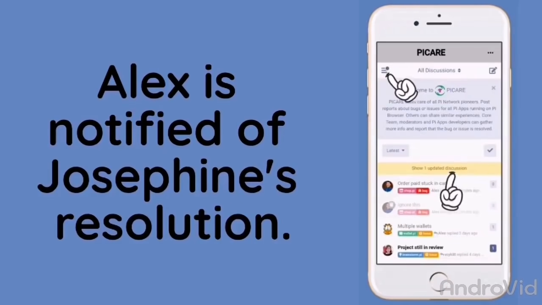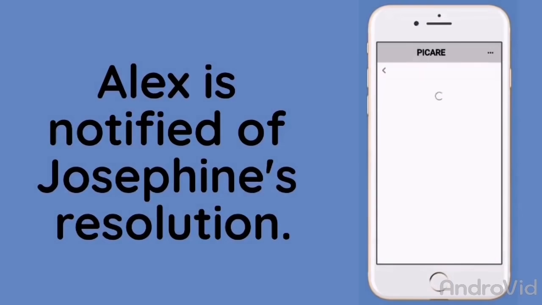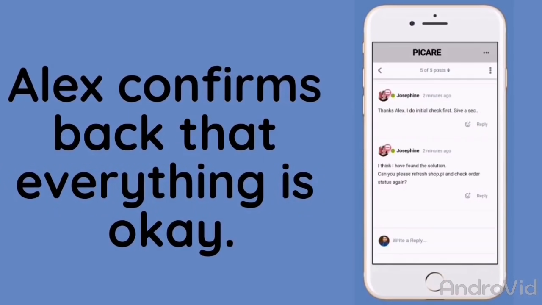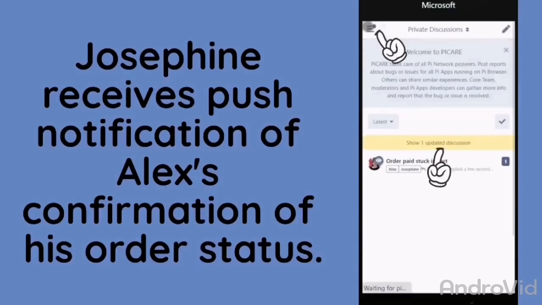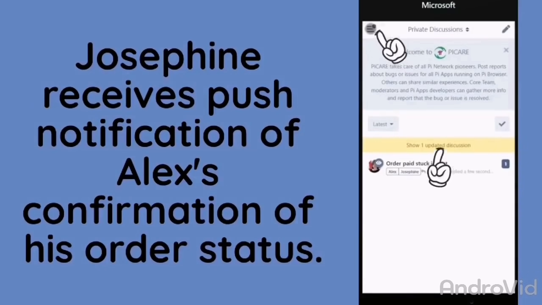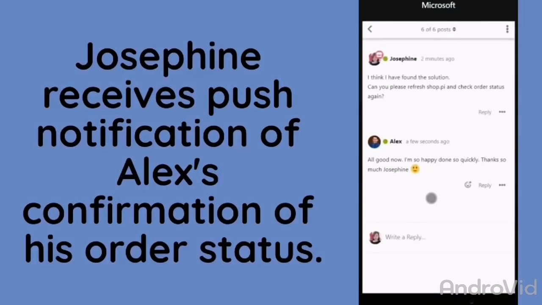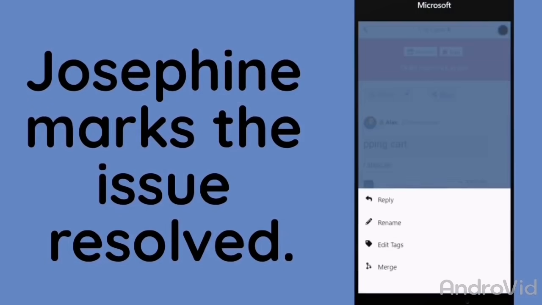Alex is notified of Josephine's resolution. Alex checks that the order has gone from the shopping cart into pending delivery status. Alex replies, "All good now. I'm so happy. Thanks so much, Josephine." Josephine receives a push notification of Alex's confirmation of his order status. Josephine marks the issue resolved.